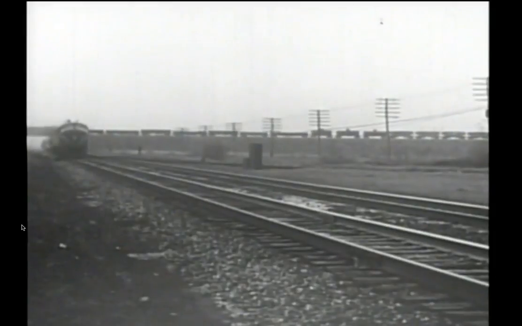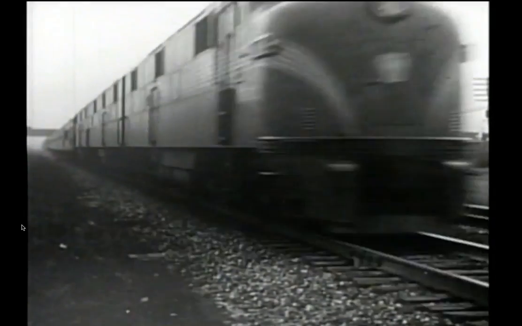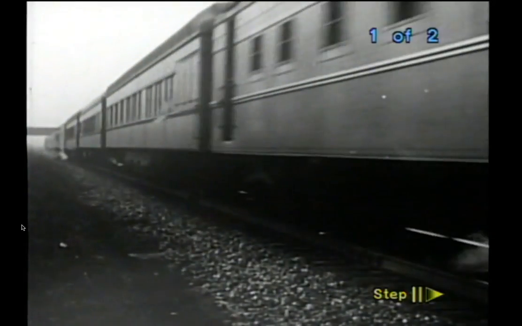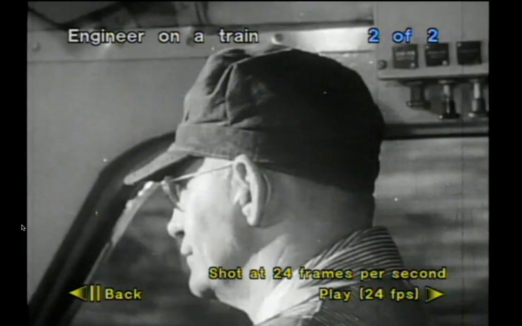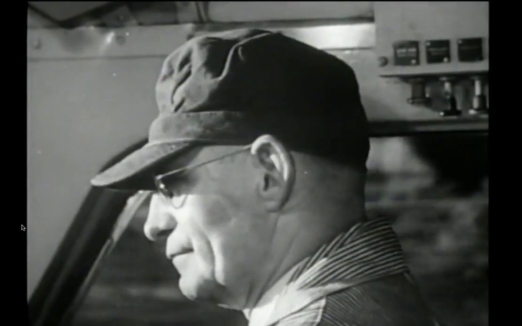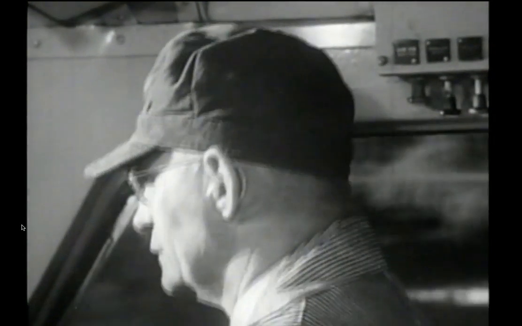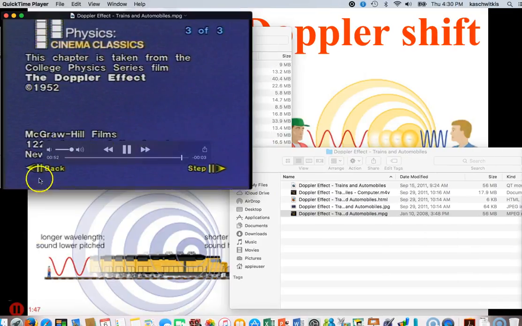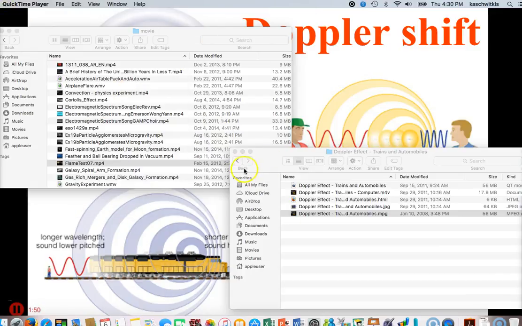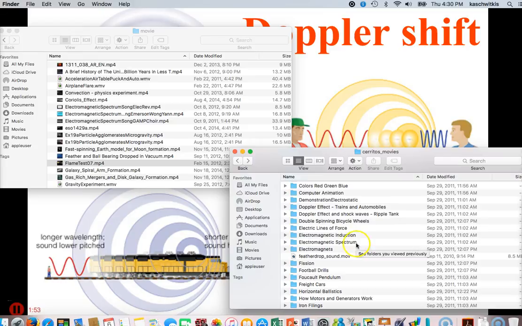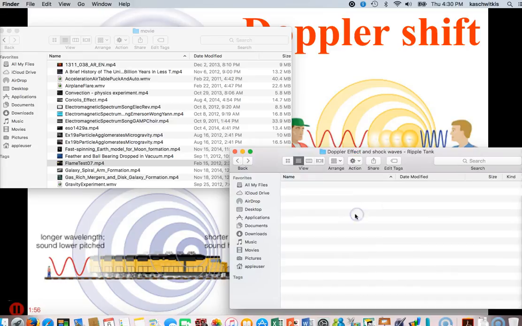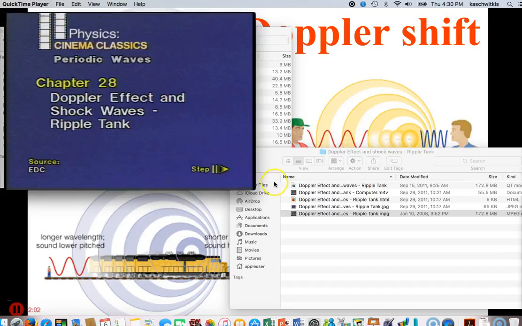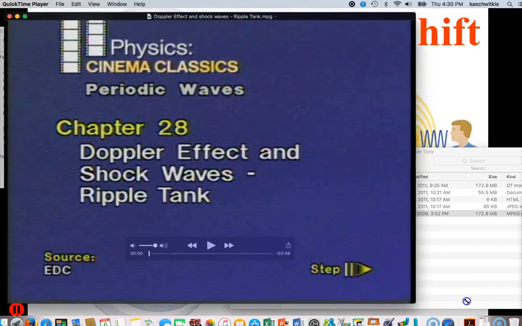Notice the change in pitch. High pitch, low pitch. And it won't matter if you're traveling or you're stationary on the Earth. Now we can also show this using a ripple tank, and the ripple tank will allow us to see it with water waves.